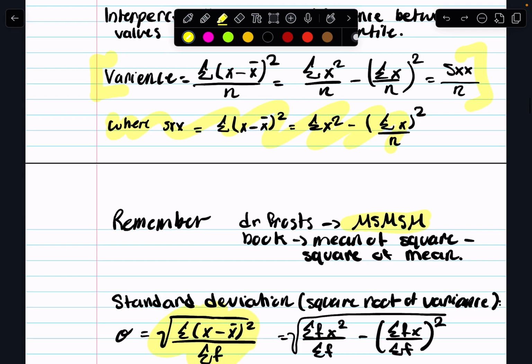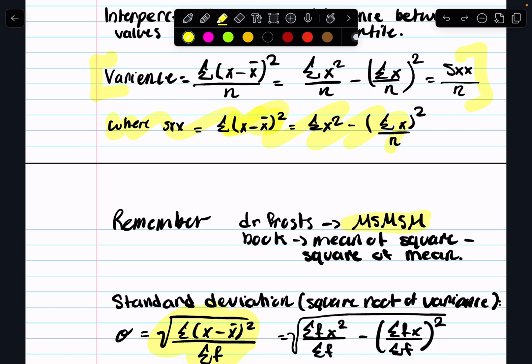Variance, this is really important. It's going to be the mean of the squares minus the square of the mean. So the mean of all your values squared, minus your normal mean, but squared. That's also written as Sxx over n, where Sxx is the sum of your squared values minus n times your mean squared, basically.